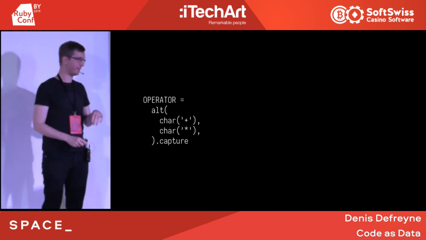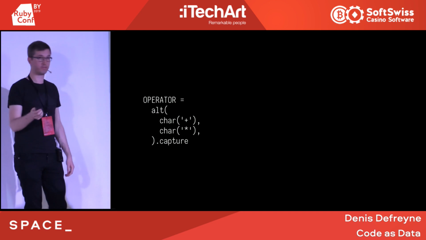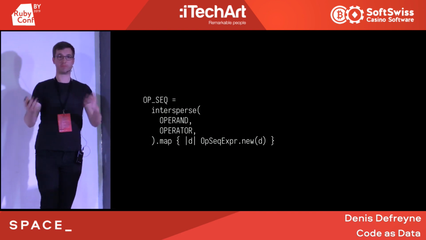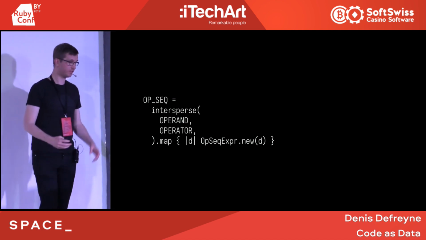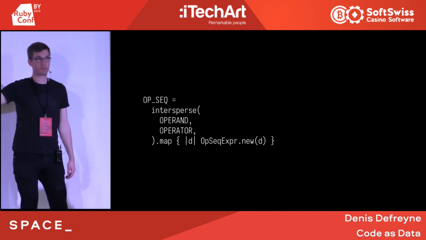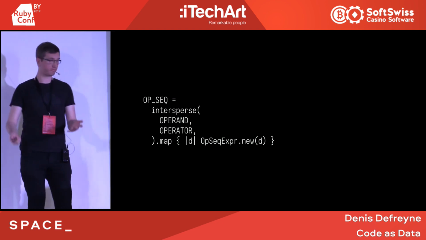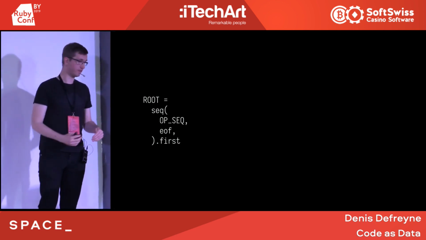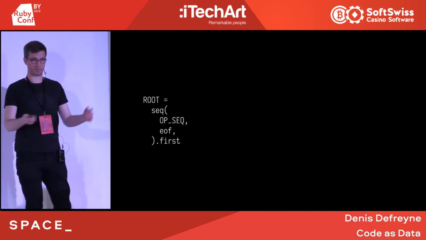Oh, sorry. And an operator is either the character plus or the character multiplication times. So I capture that as well. Then I define an operator sequence as being operands interspersed by operators, which I capture and turn into an operator sequence expression. Now, this operator sequence expression I haven't shown you before, but I will get back to it later. And finally, the root of my grammar is this whole operator sequence followed by the end of the file. And of this sequence of two things, I only care about the operator sequence expression. I don't care about the end of the file.